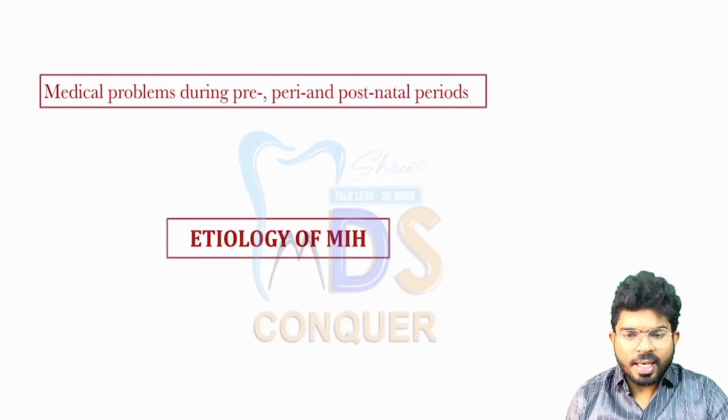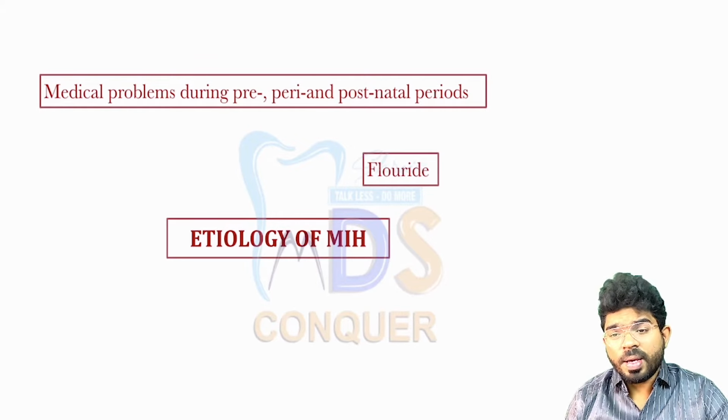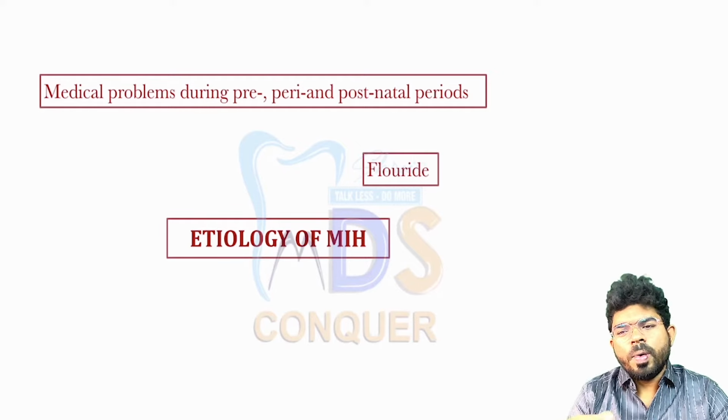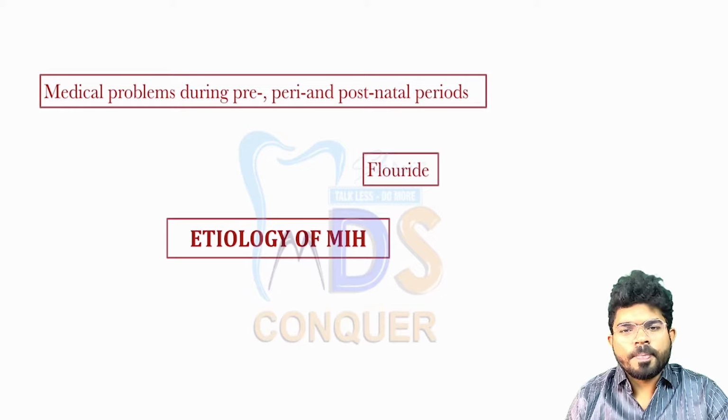The next important thing is the relation to fluoride. MIH chances will be less in individuals who are exposed to more fluoride. It's very simple: as the fluoride content increases during the particular period of growth, the MIH chances will decrease.